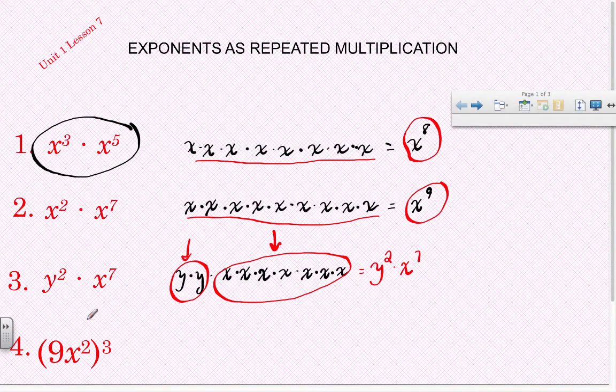This is a little different. First, we have to notice our parentheses.